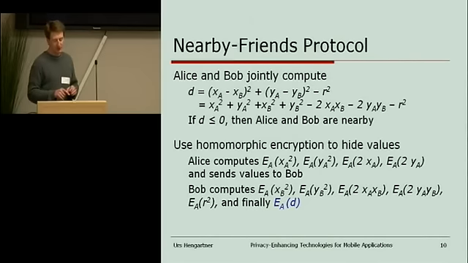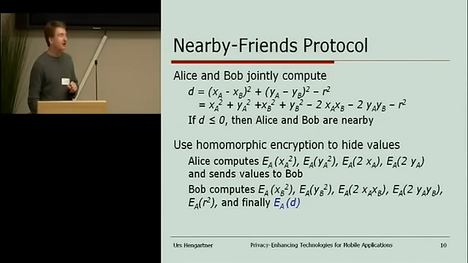Bob computes, for example, the encryption of XB square, and he also computes on, for example, 2XA to get the encryption of 2XA XB. Again, Bob is not able to learn Alice's location. And finally, Bob ends up with the encryption of the distance.